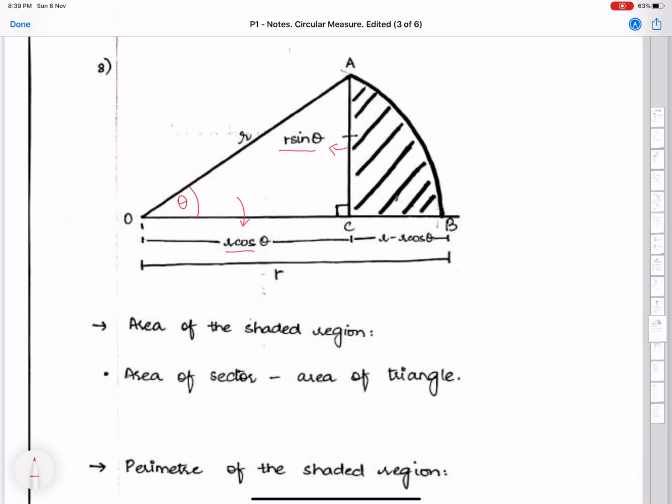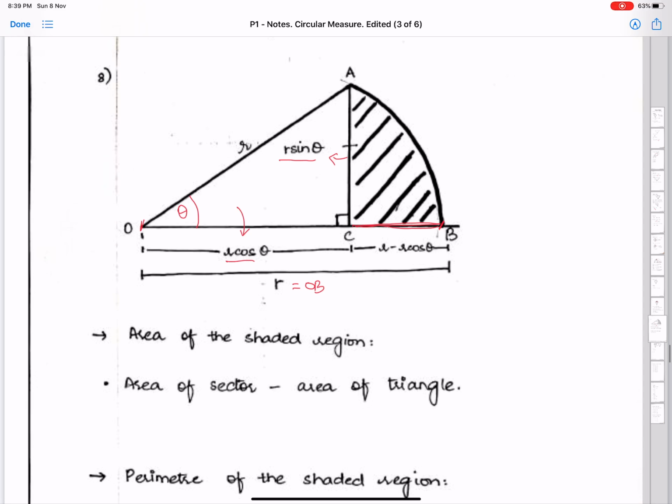Well, for the area of the shaded region, and this is very important, this OB is also a radius, because the radius is the distance from the center to the arc. So you can easily get this length, CB. CB will be OB minus R cos theta. So area will be sector minus triangle, and perimeter will be this length plus this length plus this length.